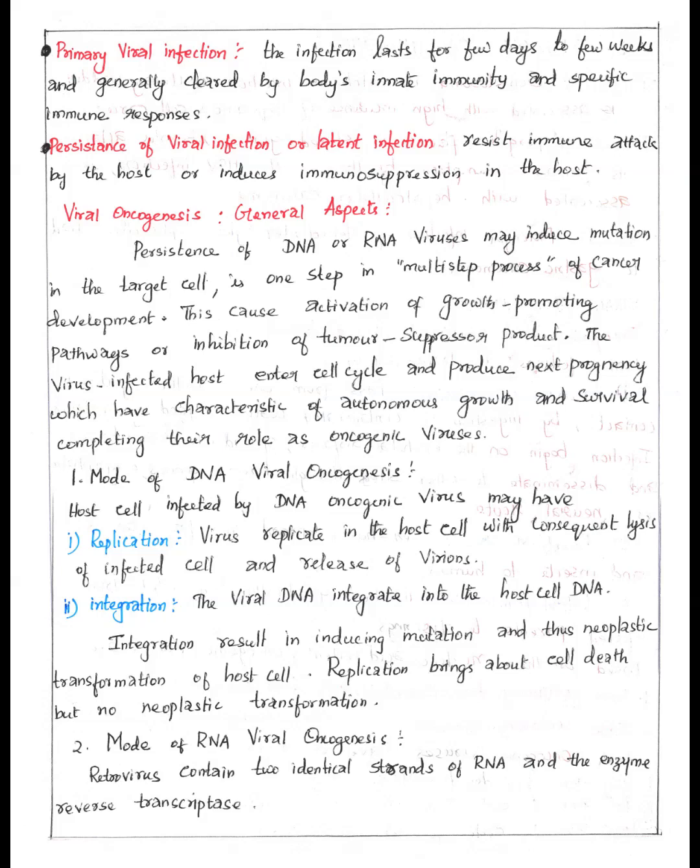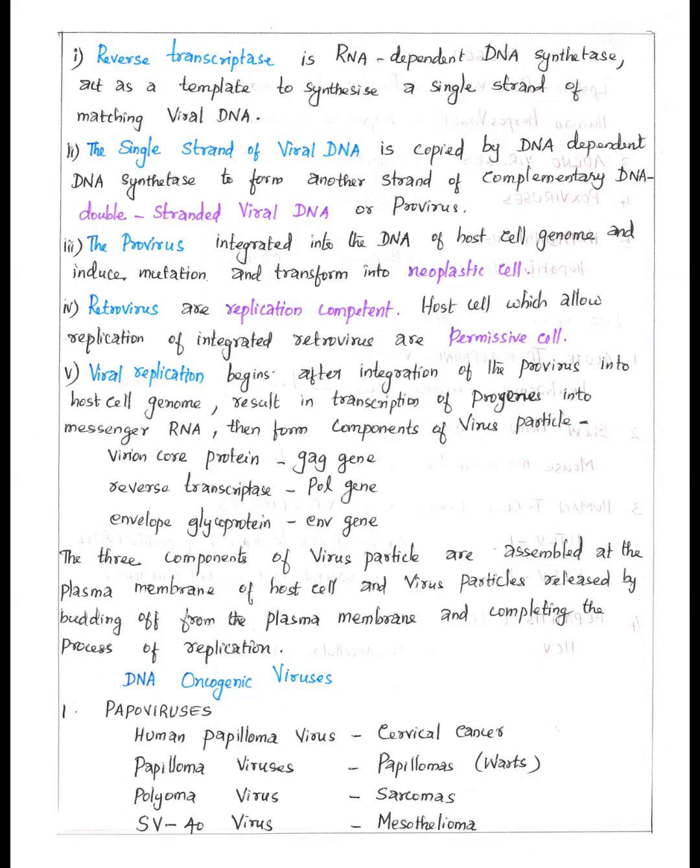Let's see how RNA viral oncogenesis happens. Retrovirus has 2 identical strands of RNA and the enzyme reverse transcriptase. Reverse transcriptase is an RNA-dependent DNA synthetase which uses RNA as a template to synthesize a matching single-strand viral DNA. This single strand of viral DNA is copied by DNA-dependent DNA synthetase to form another double-stranded DNA, or provirus. This provirus is integrated into the DNA of the host cell genome, induces mutation, and then transforms into a mutated cell.